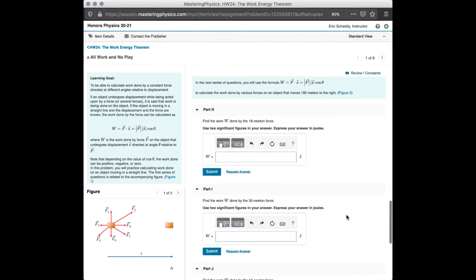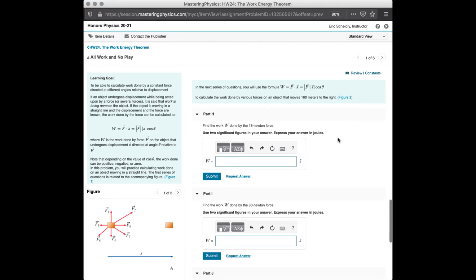In the next series of questions, we want to use a formula to calculate. Well, part H has a new diagram, I think. It's talking about the 18 Newton force. You see here, it's one of two on these diagrams. I switch to the next diagram and I see the 18 Newton force. How much work is done by it?